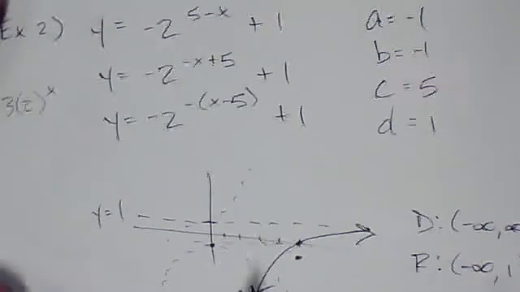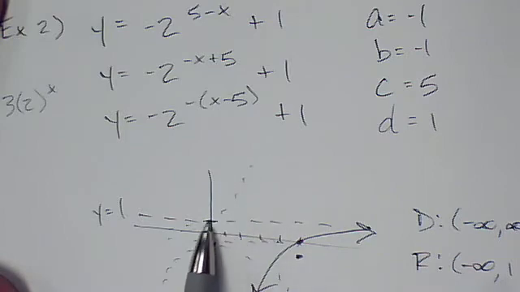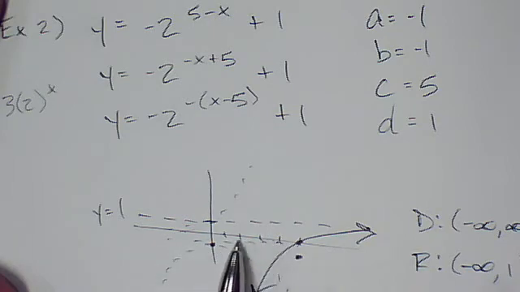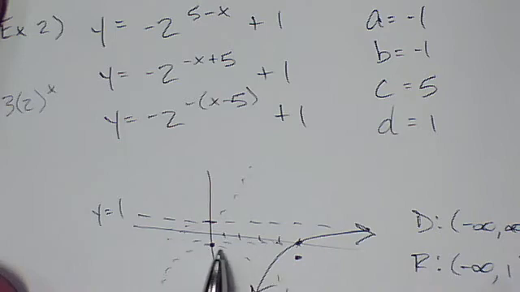So your graph, if this is your parent, we would flip it over the x-axis first. So now we're down here. Then we would flip it over the y-axis. So now it looks like this. We would move it right 5, so that critical point that's at -1 there moves right 5. And then the d is 1, so it moves up 1. So there's your graph.